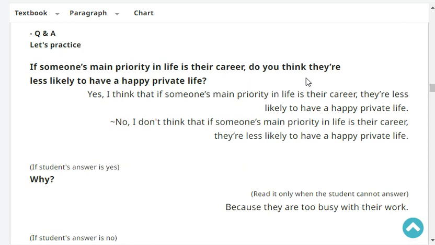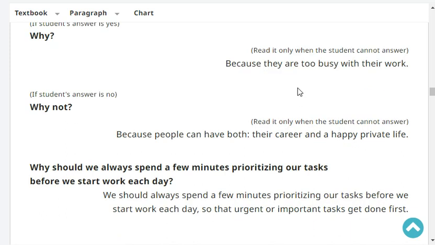If someone's main priority in life is their career, do you think they're less likely to have a happy private life? Yes or no? Yes, I think that if someone's main priority in life is their career, they are less likely to have a happy private life. Why do you think so?